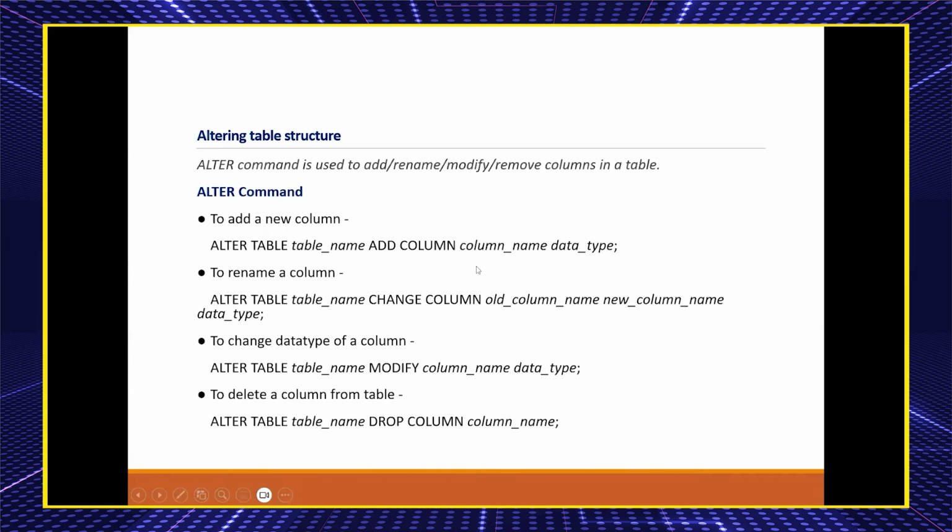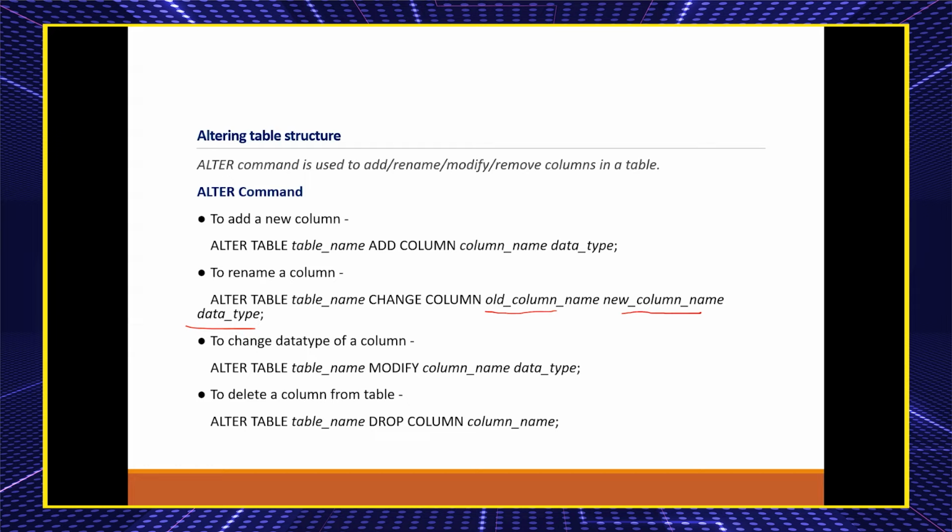Alter table is common, and the table name is common. Earlier we did add column. Now we are changing the column name: change column, old column name, new column name, and also mention the data type. Why do we need to mention the data type? For example, if it is integer, you can convert it to float, and if it is integer, you can convert it to string. That is the reason we can do this. Let's discuss.